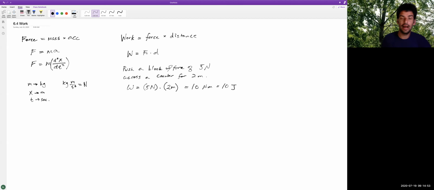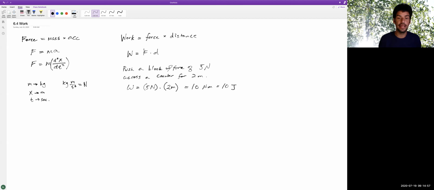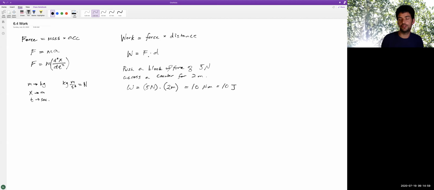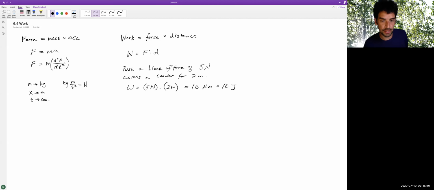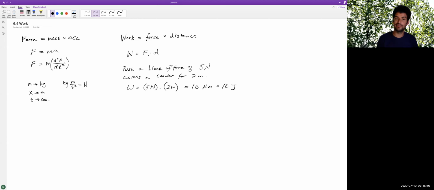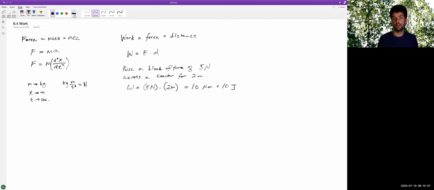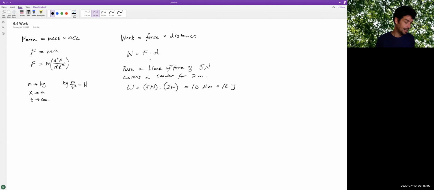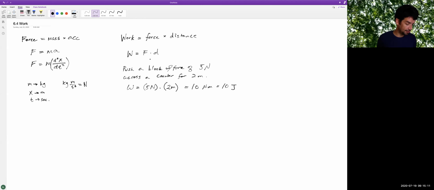This is the idea. However, this is a very simple example. And I told you the definition of work is force times distance. This is a little bit of a lie in the sense that this works easily when the force is constant, but that doesn't have to be the case.